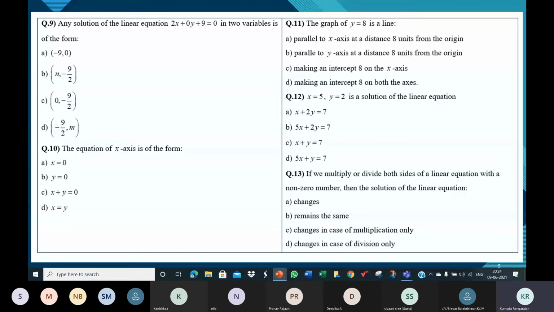I think Kanishka also said option D. Why, Kanishka? Yes, ma'am, the same explanation. Okay, fine. Option D is the correct option, but does anyone have a different explanation for this?